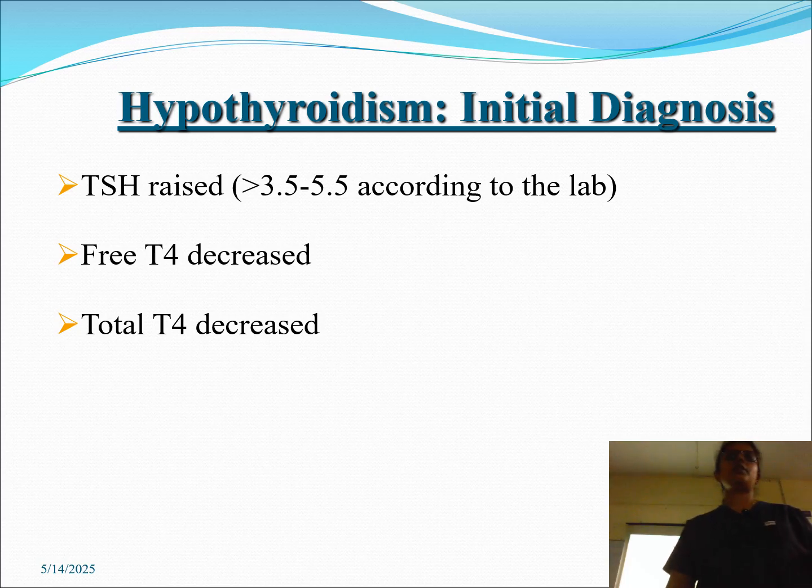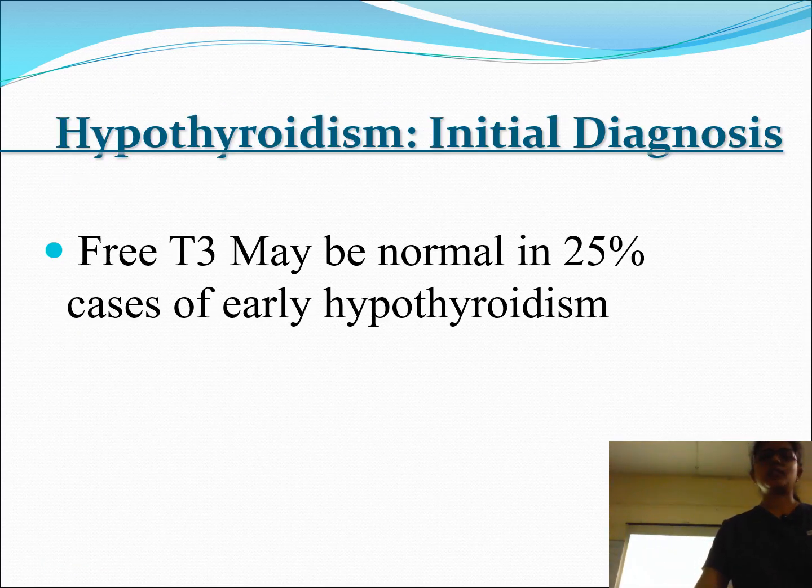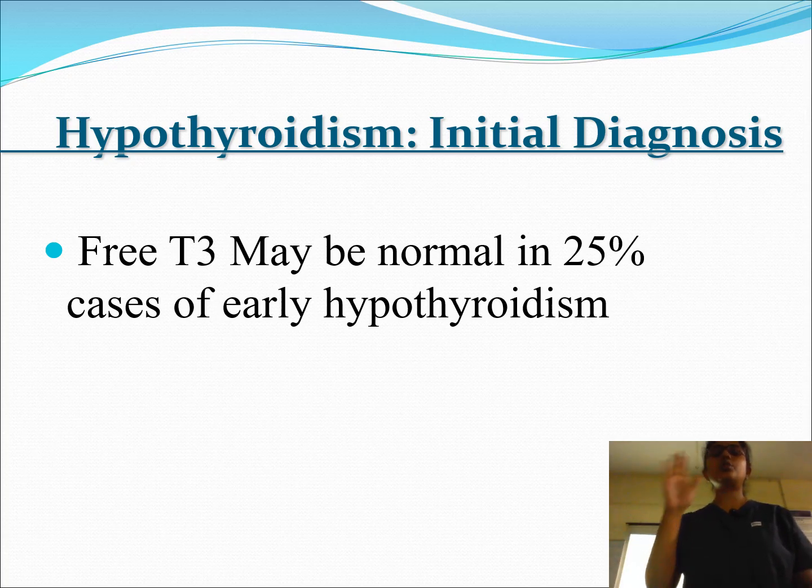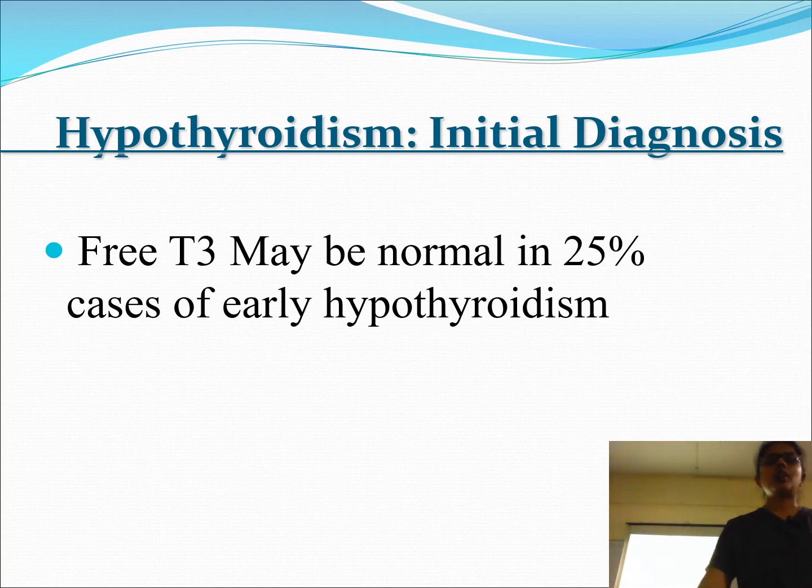T3 has a short half-life. T3 is the biologically active form, and it has a short half-life. Most of the hormone released from the thyroid gland is T4, so you have to check the T4 count. Free T4 is normal in the initial case. Due to compensation, T4 converts into T3, so you can see normal T3 levels in the initial phase of hypothyroidism. In early hypothyroidism, the majority will be normal. After that, you can see decreased T3 levels.